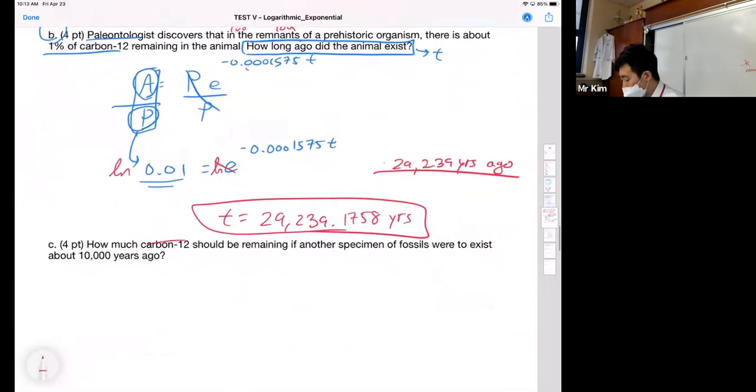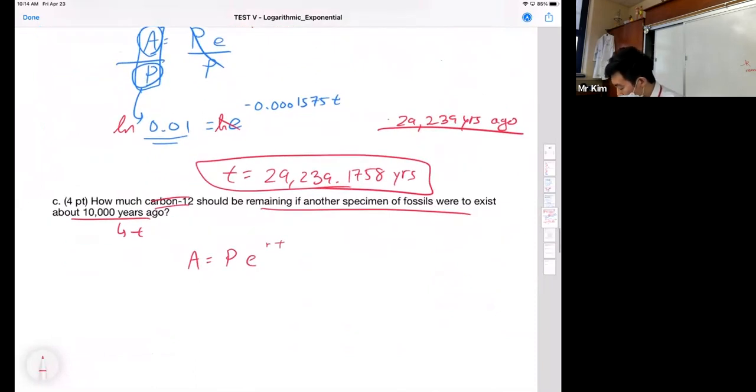How much carbon-12 should be remaining if another specimen, 10,000? So they give me the courtesy of telling me the time. So how much carbon-12 should be remaining? Well, A is equal to PERT all over again. So E, I have negative 0.0001575. Time is 10,000. If I divide away the P, I can just solve for what A over P is going to be.